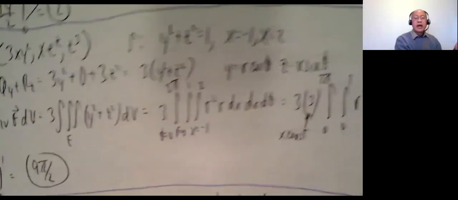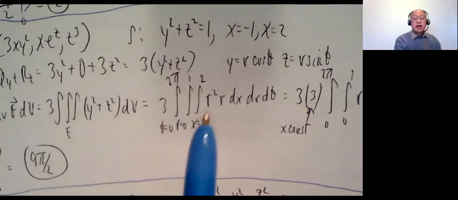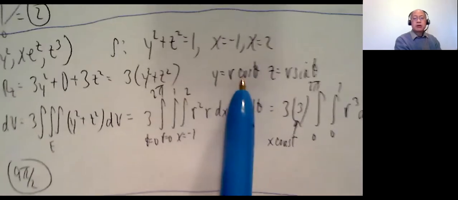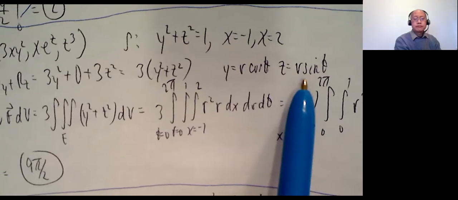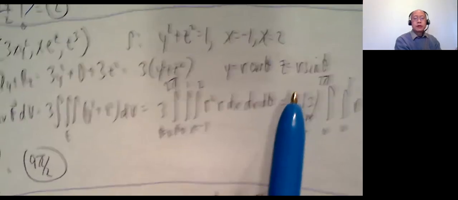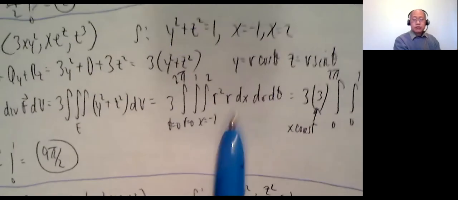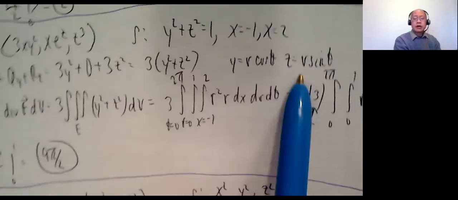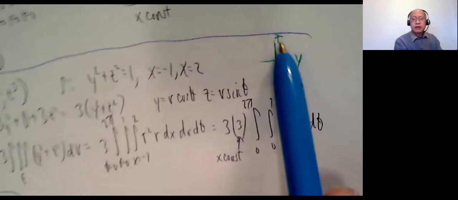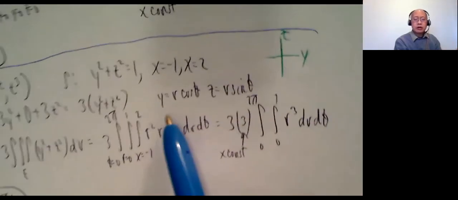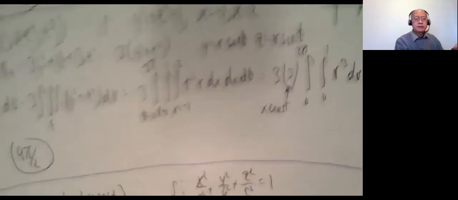Okay. And I switch over to y equals r cosine theta, z equals r sine theta. Yes, we're used to x equals r cosine theta, y equals r sine theta, but in the yz plane, our convention was to make it look like this. So y is playing the role of x, and z is playing the role of y. So that means y is r cosine theta, z is r sine theta.